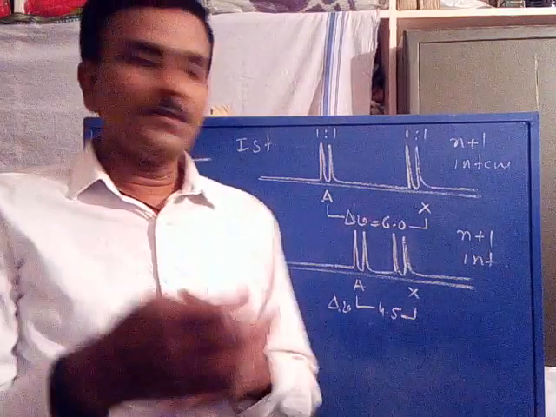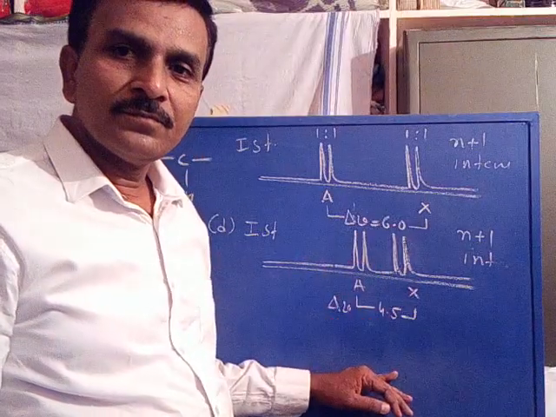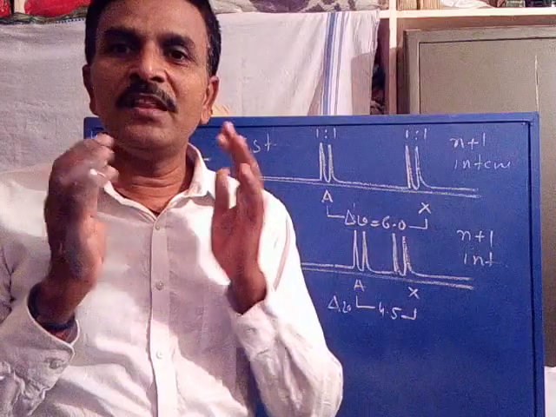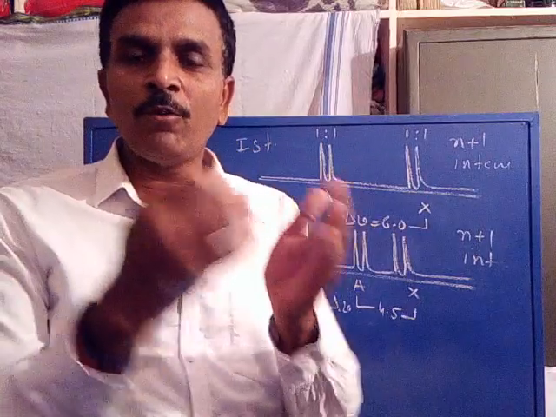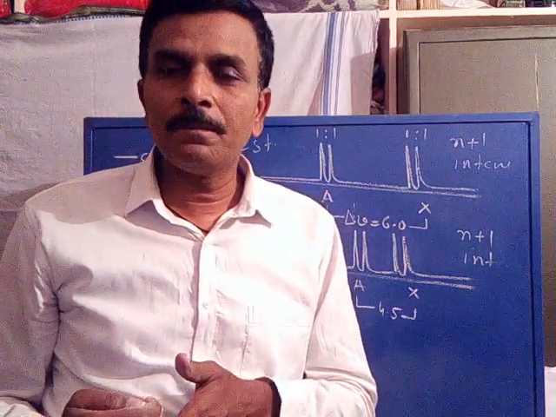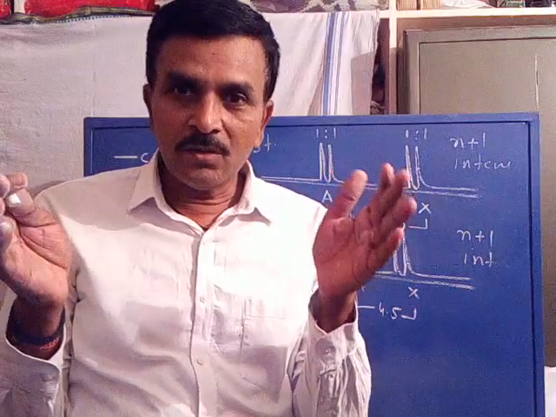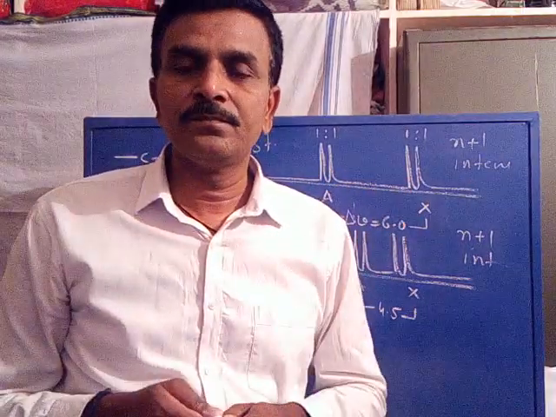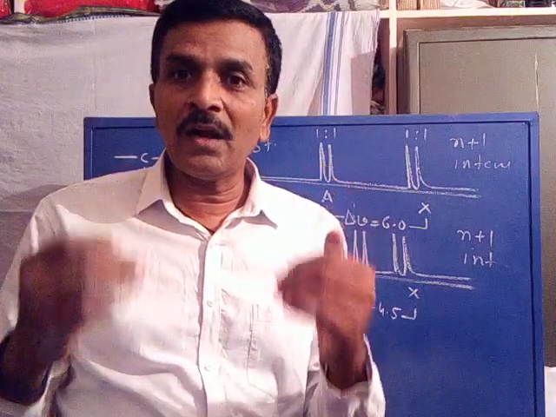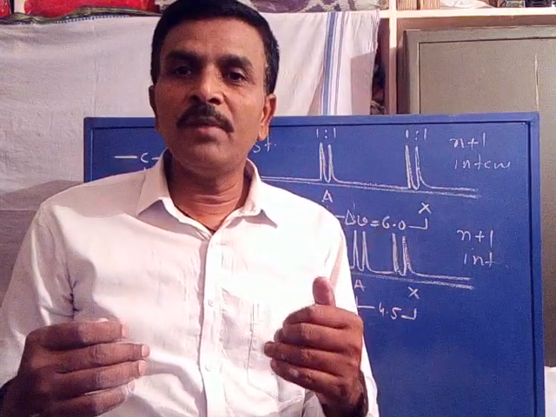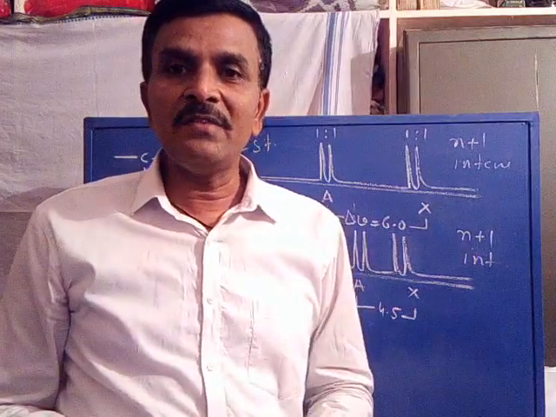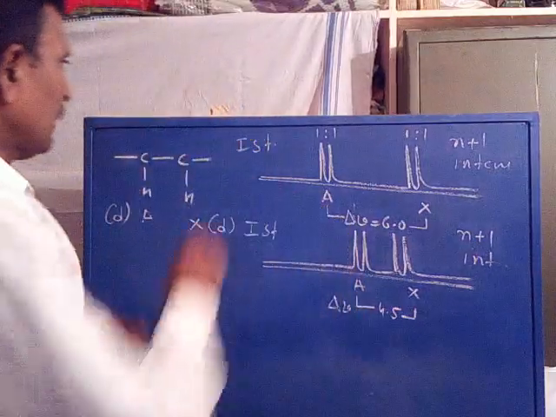Further decreasing the frequency difference between the coupled sets of protons from 4.5 to somewhere. What happens? The two signals come very close to each other, and the outer lines of the two doublets decrease their intensity, while the inner lines increase their intensity.